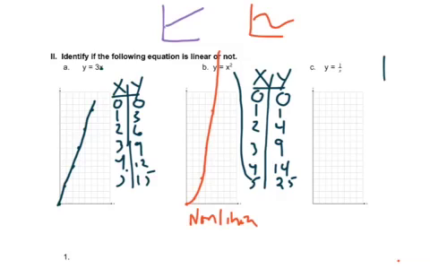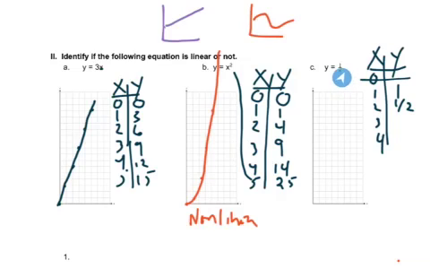And finally, y equals 1 over x. Again, let me draw a t-chart or an input-output. X, y. Again, 0, 1, 2, 3, 4. So 1 over 0, that's not going to work. So let's start with 1. 1 over 1 is 1. 1 over 2 is 1/2. Again, I'm just putting them right in here. So x is 3, that is 1/3. If x is 4, that is 1/4. And so on. If x is 5, that is 1/5.